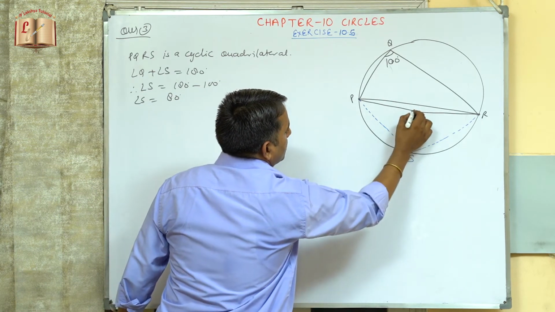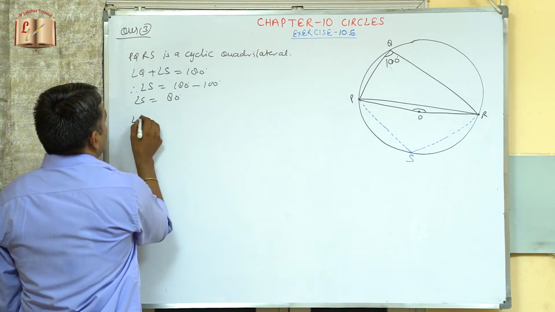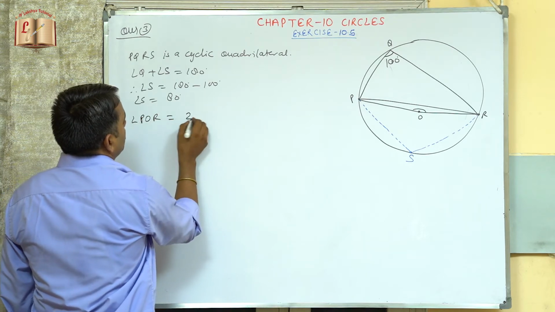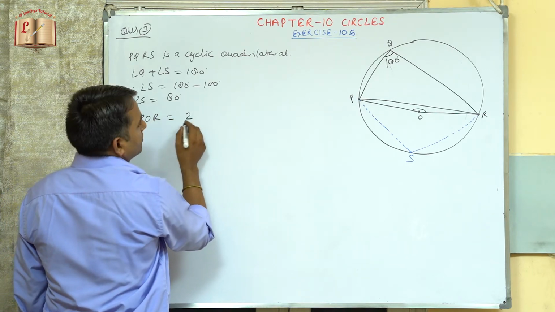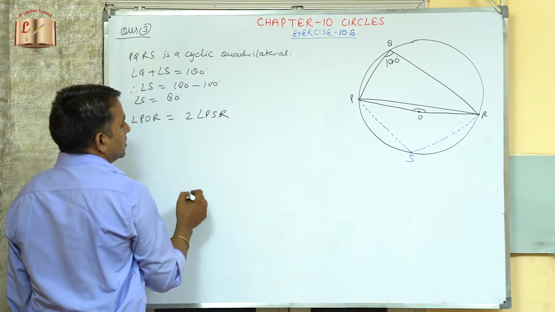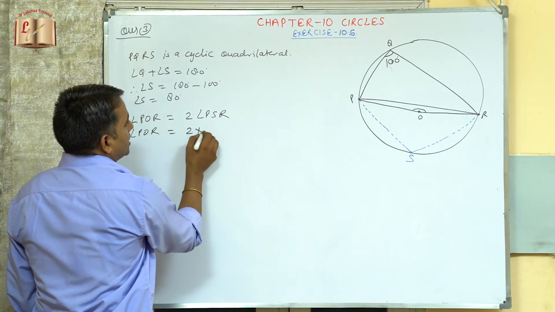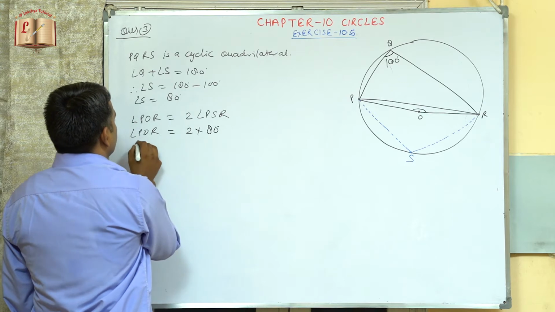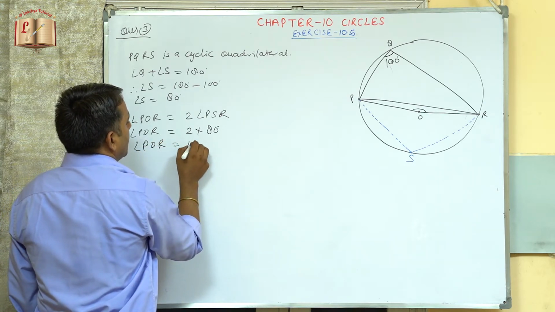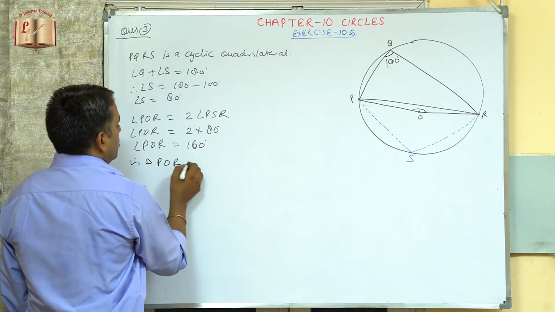So now the angle at the center will be double. Therefore, angle POR will be equal to twice angle PSR. So angle POR will be equal to twice into 80. So angle POR is equal to 160 degrees.